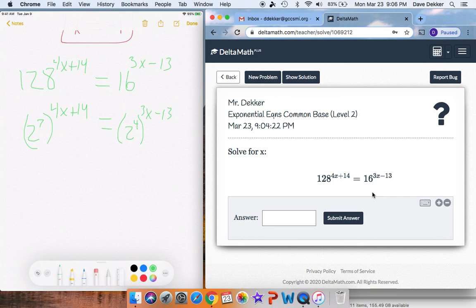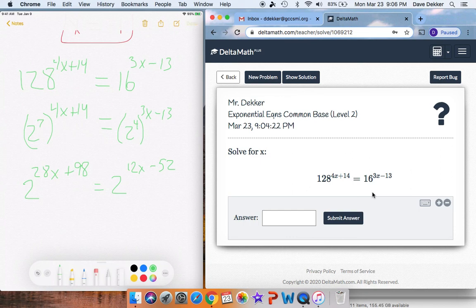Okay, so the difference between the first example and this example is now I have to do this on both sides, and now on both sides I have a power raised to a power. Okay, so if I were to go 7 times 4x plus 14, my base would still be 2, but I would have a 28x, and then 7 times 14 is 98. Okay, and that's going to equal a base of 2, and then 4 times 3x minus 13, so I'd have a 12x minus, and that would be 4 times 13 is 52, I believe.